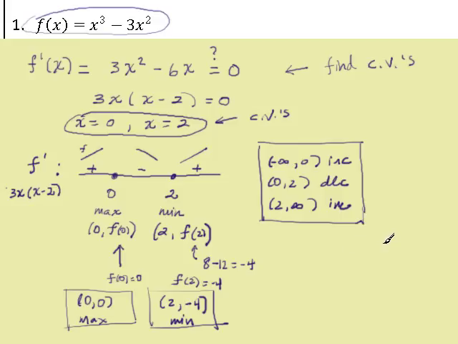Just to give you an idea of what's going on here, I'm just going to draw a little graph of this function. We can easily see that by factoring, if we factor out x squared, this function is 0 at x equals 0 and x equals 3. So let's just draw a quick little sketch.